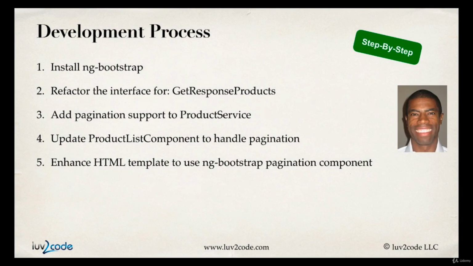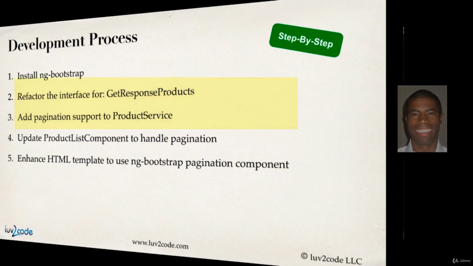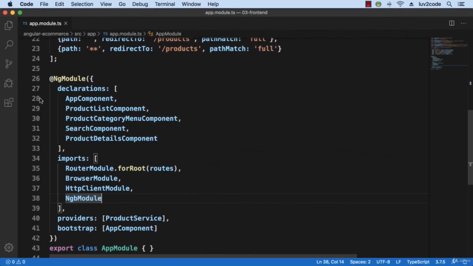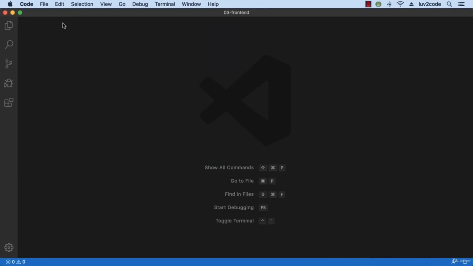In this video, we'll cover steps 2 and 3 of refactoring the interface and then adding pagination support to the product service. Alrighty, so just swinging back into our IDE.